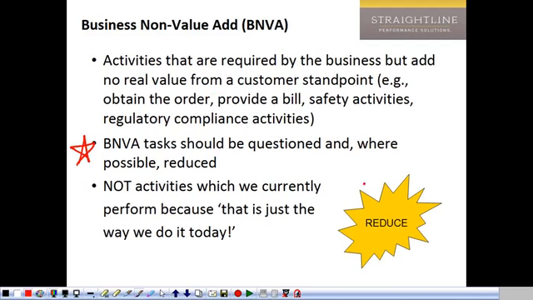Okay. Now, the idea here is to reduce those. So if we absolutely have to do them, we should do them with a minimal amount of cost and time, but we should question those.